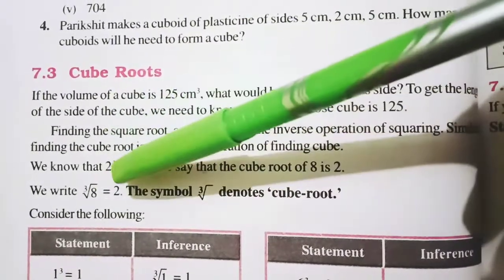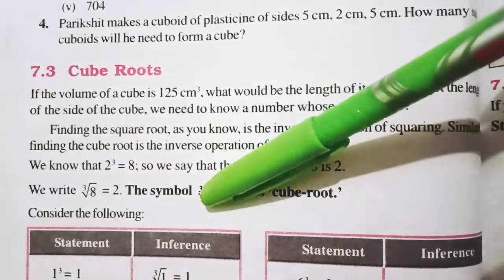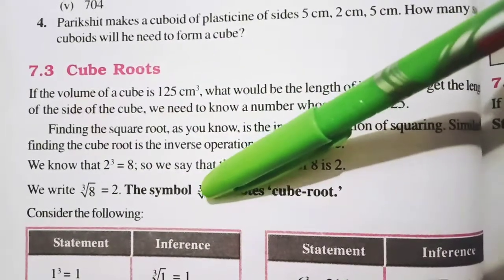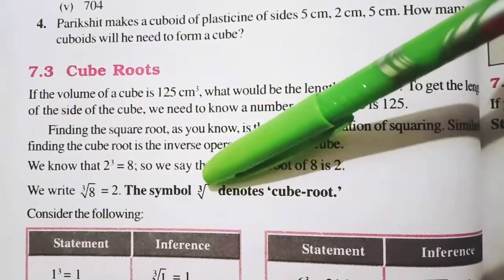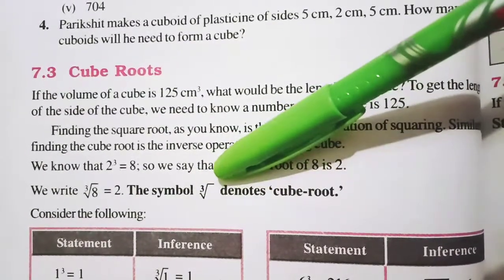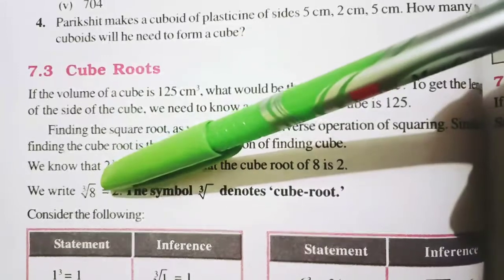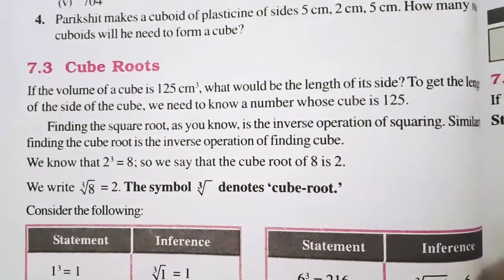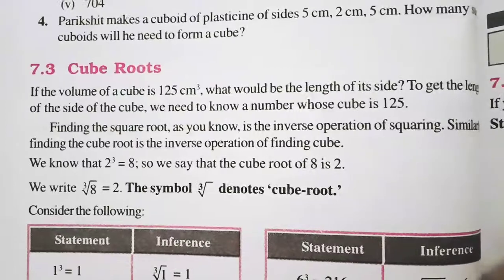So this is the notation of the cube root. This is the square root symbol, and at the top, on the side, you have to write 3. 3 means cube. So this is the symbol of cube root. Cube root of 8 equals 2. Understood? Like square root you have learned, cube root is also the same thing.